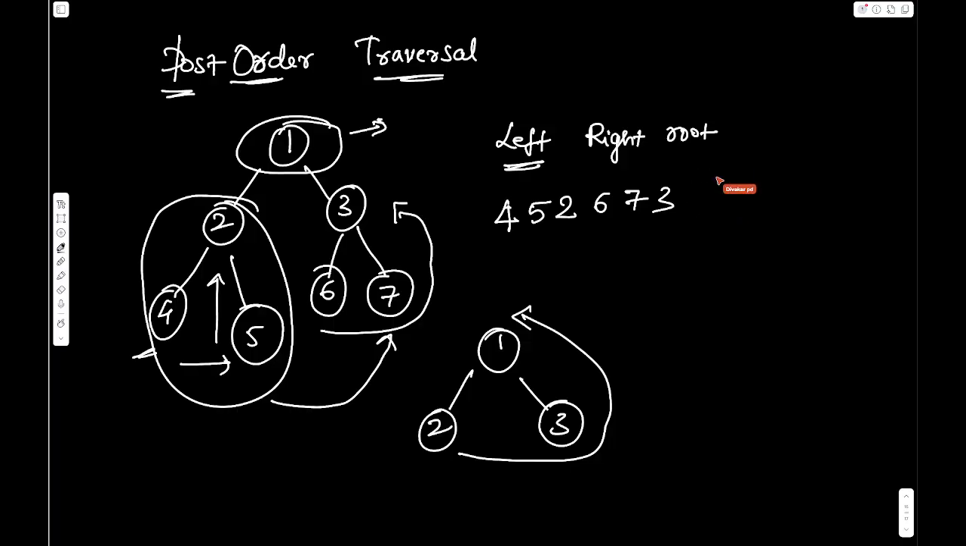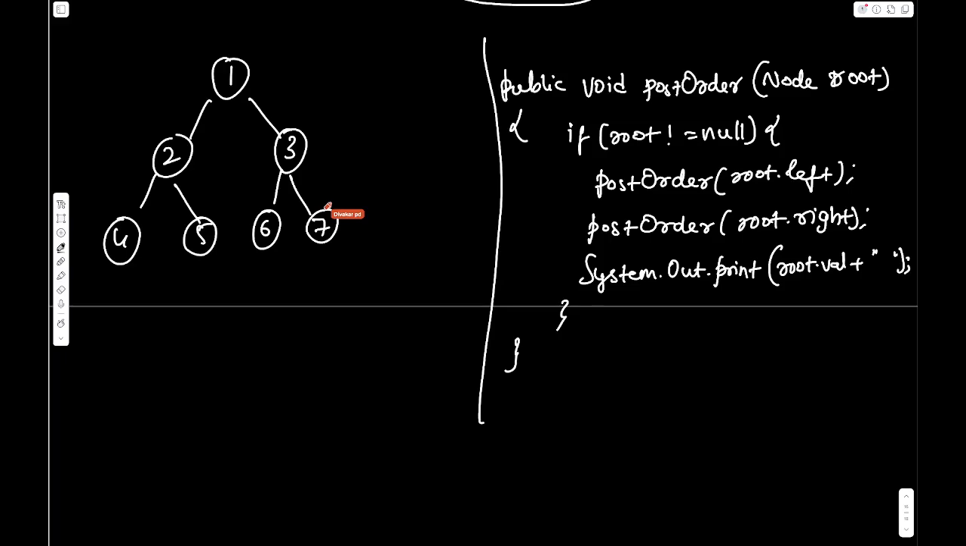Okay. So let's see the traversal. How can we achieve this using a Java program? So here, let's see how this recursion works. Initially, when the root comes, it will call the left of the subtree. Then again it goes to left of the tree. So here there is no more left.